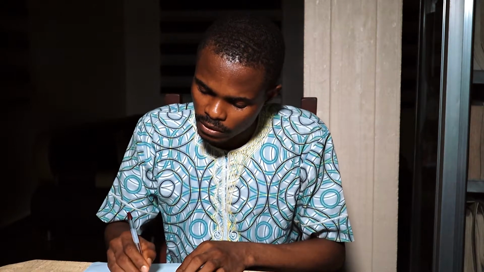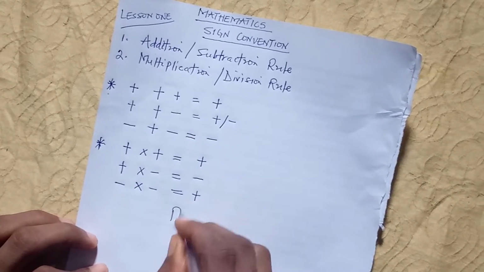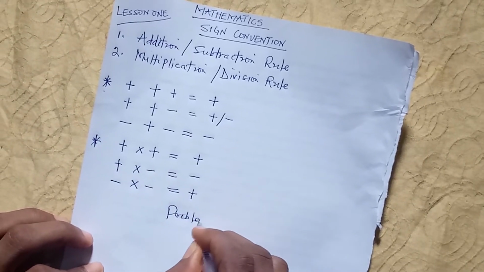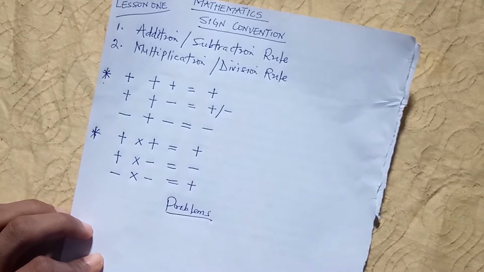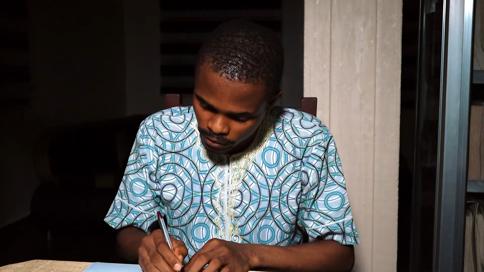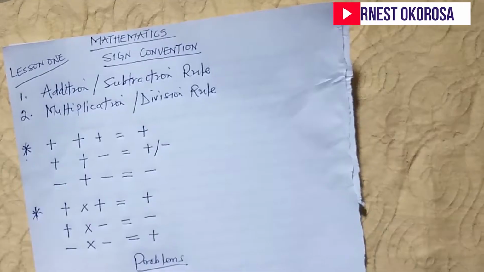We shall be looking at some problems. Students have always had this challenge on how to combine minus, plus in solving problems. So we shall be looking at problems and how we can handle that. Now quickly, let's go into the problem section and how we apply it. So problems, and we shall begin with the addition and subtraction rule. Now, first of all, let's take examples.